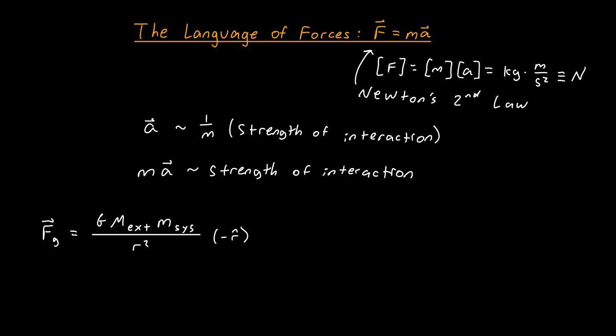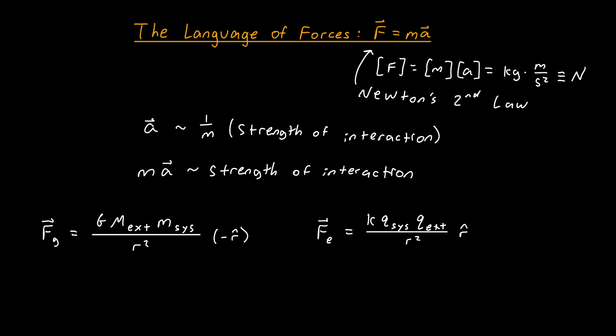And analogously, if we want to talk about the electrostatic force, multiplying through by the system's mass gets rid of that factor of 1 over m that we used to have out front for the acceleration. And so all we're left with is k times the charge of the system times the charge of the external interacting object divided by r squared. And this one's in the r hat direction.